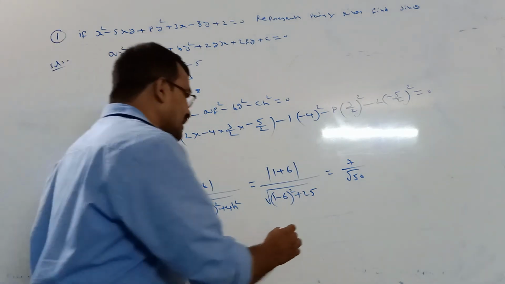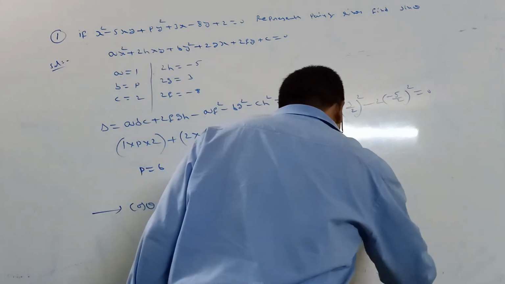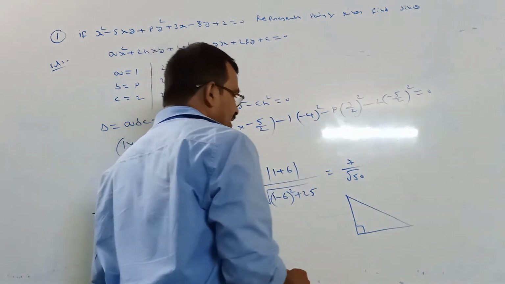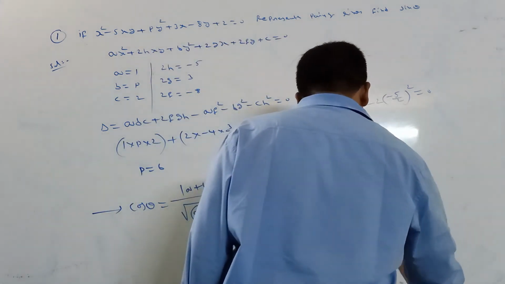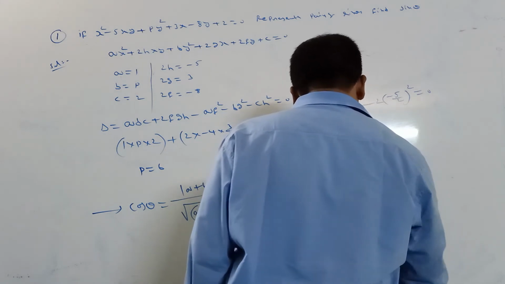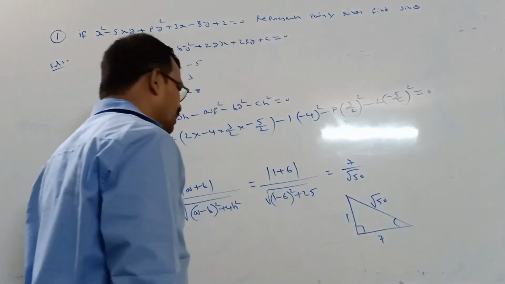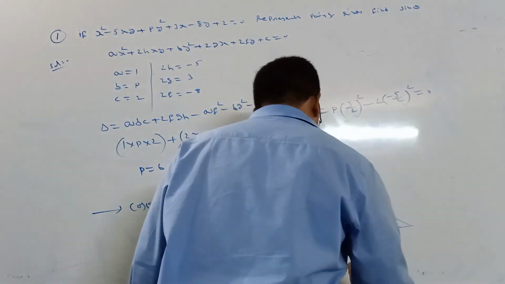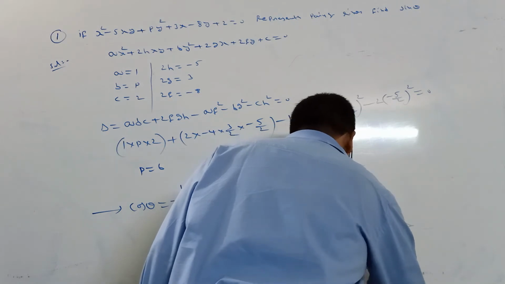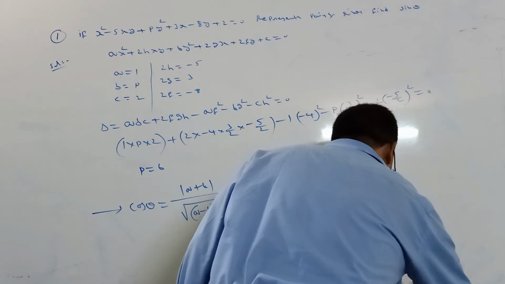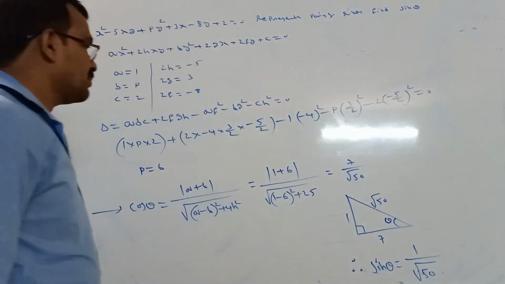But they are asking sin theta. I didn't use any other formula. By using a right angle triangle, I find out the sin theta. So cos theta means adjacent side 7, hypotenuse is root 50. Obviously, according to the Pythagoras rule, opposite side is 1. Therefore, sin theta is opposite side by hypotenuse, 1 by root 50.